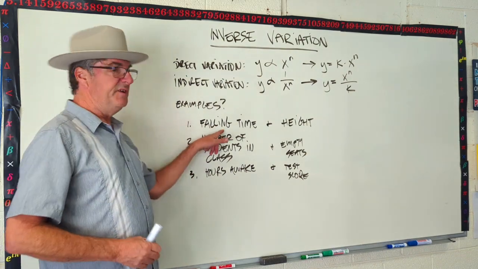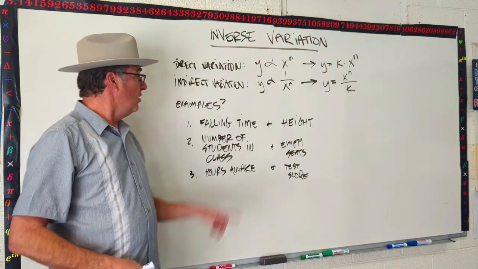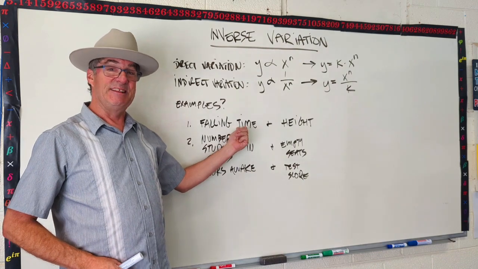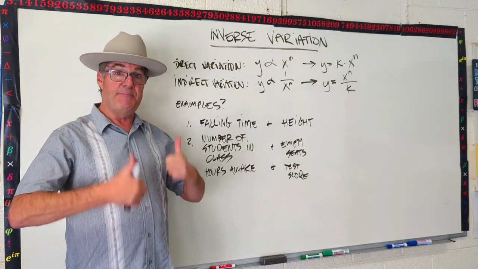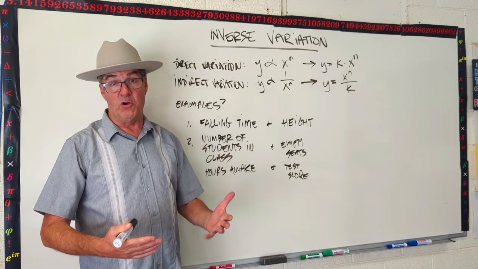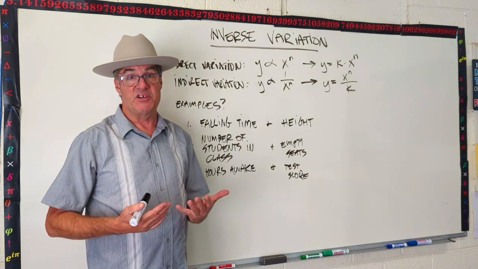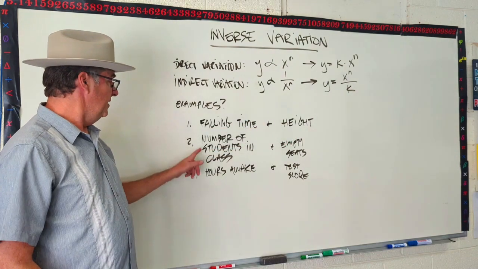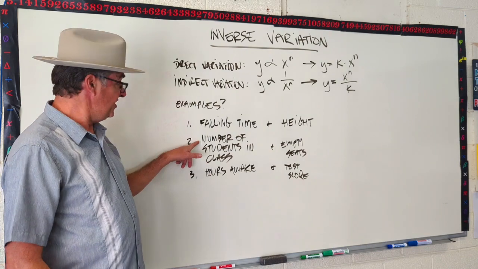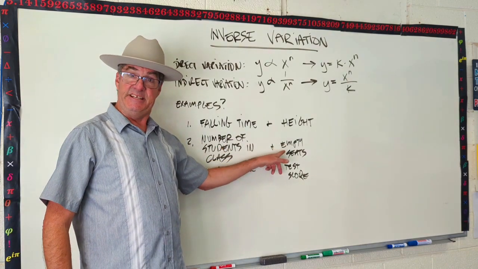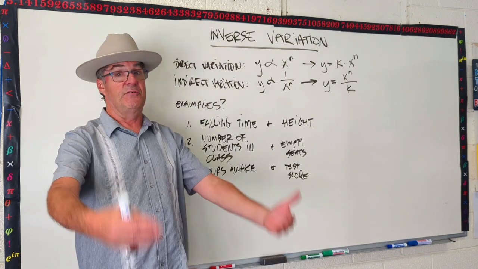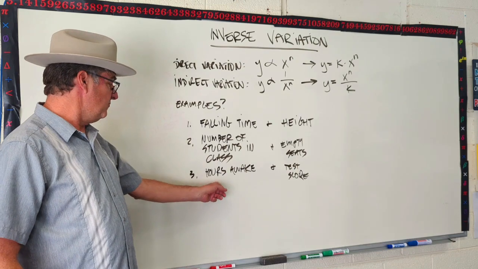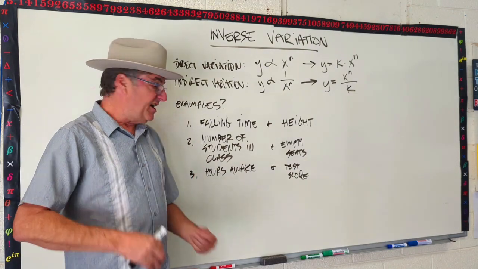One of them would be if I drop a rock or I drop this pen, falling time versus height. The more time it falls, the less height it has. So as time increases, elevation above the floor or above the ocean or whatever height you're measuring is going to decrease. So these two things vary inversely with each other. Here's another one. How about the number of students in a class and the empty seats? The more students I have, the fewer empty seats there are in the classroom. That's inverse variation.